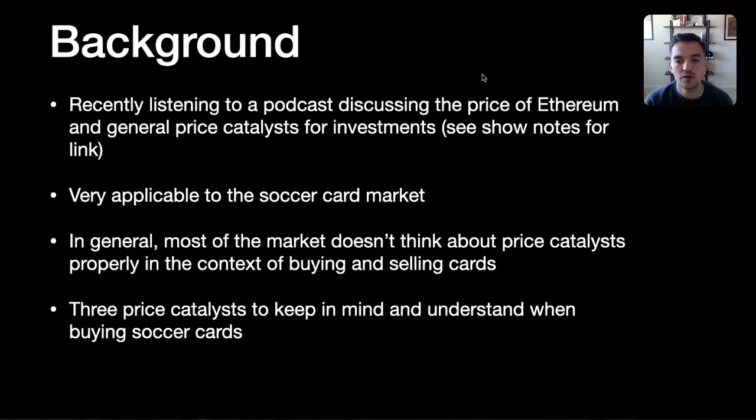And in general, most of the market, as I mentioned, doesn't think about price catalysts properly, at least not in the context of what they're buying and selling. And there's three price catalysts that I want to go through that I think are important to keep in mind when you're buying cards and when you're selling cards, and knowing which of the catalysts could move the asset that you're buying and selling. And those three catalysts are fundamental flow catalysts, one-time flow catalysts, and structural flow catalysts. And I will get into each of those in more detail.